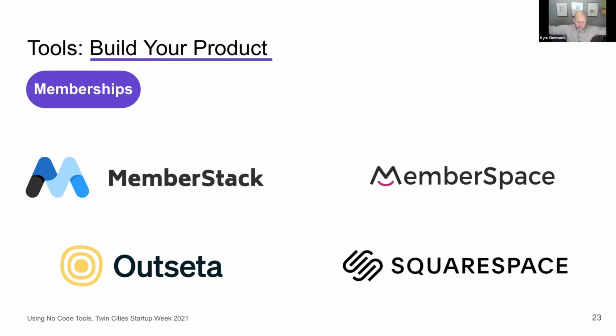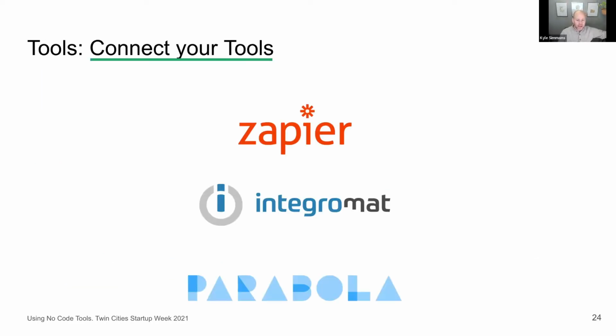So lastly, one last slide. You've got all these tools out there. How do you hook them up? The last no-code tools are for connecting your tools, and the most popular ones are Zapier, Integromat, and Parabola. These are the pipes that connect all of the tools.